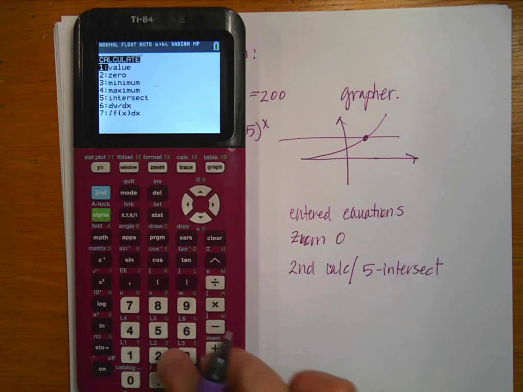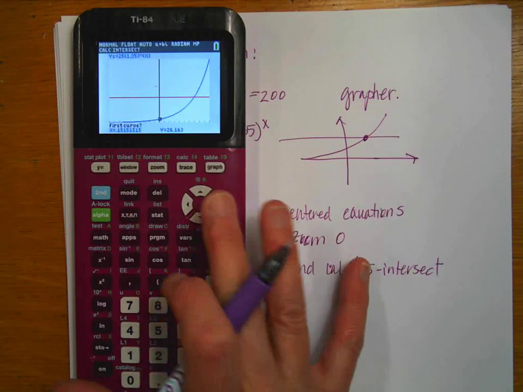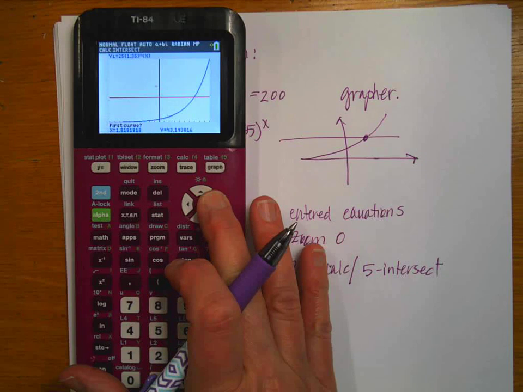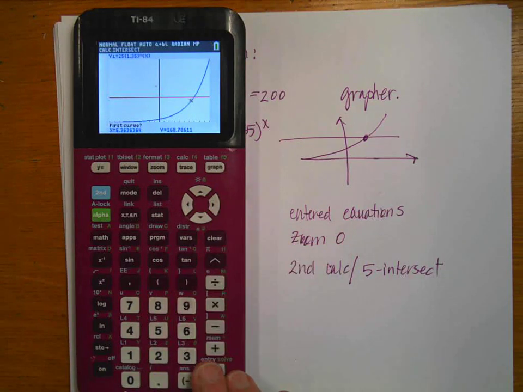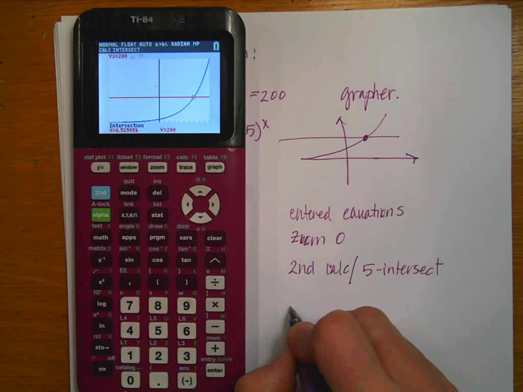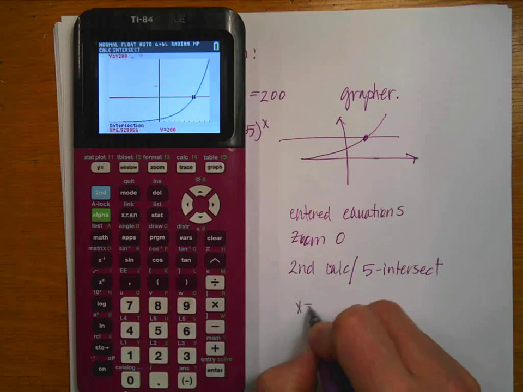Okay, so I'm going to do second, calculate, 5 for intersect, and I'm going to use my right arrow to get close to that point. I don't have to get to it exactly, just close, and I hit enter, enter, and enter. And when you do, you see that you get the point.